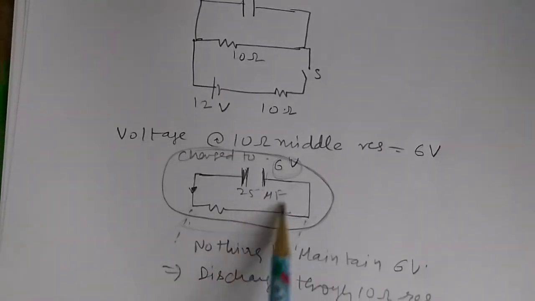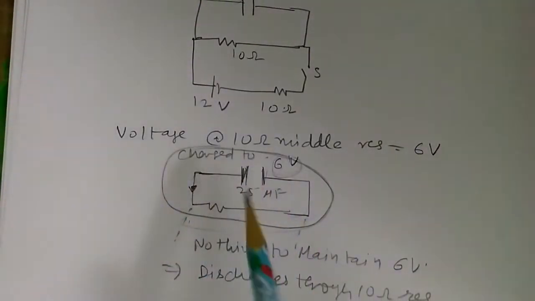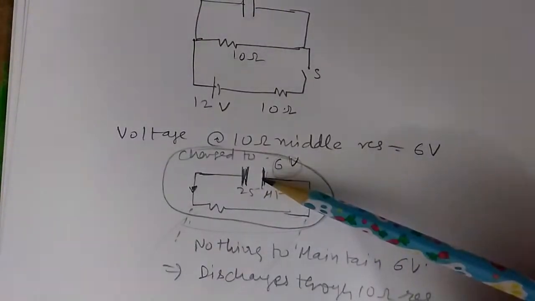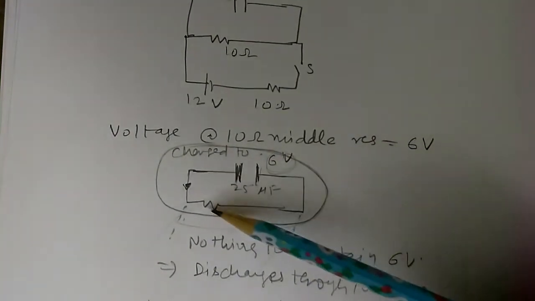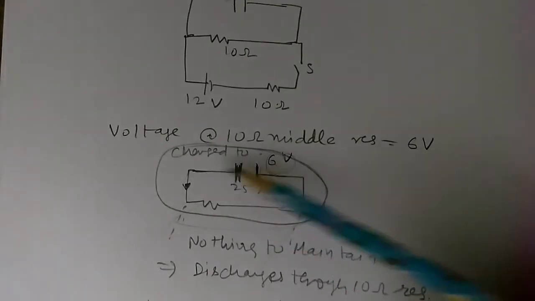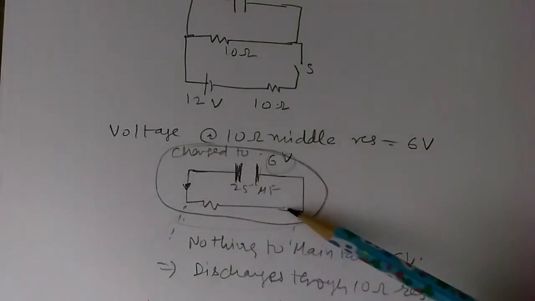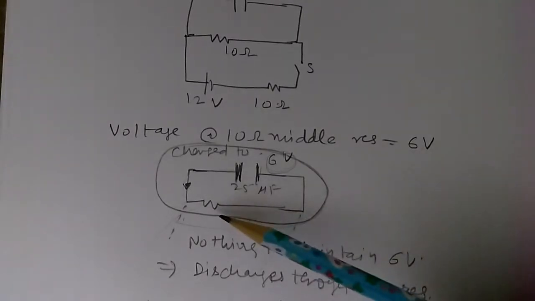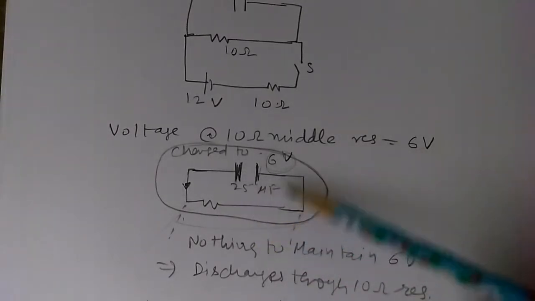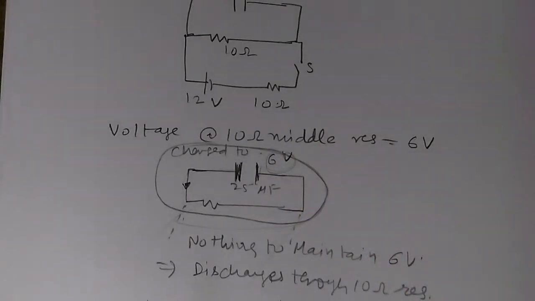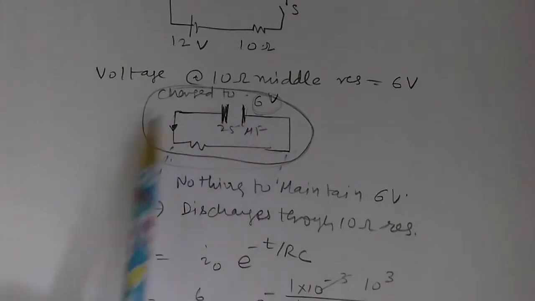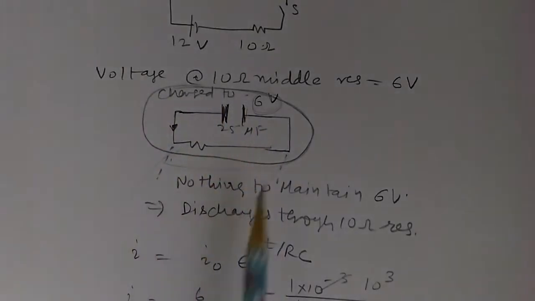That means this is equivalent to a problem that says a capacitor is charged to a voltage 6 and then connected to a 10 ohm resistor. What will be the current in this resistor after 1 millisecond? That is what the problem is. So now we know that this problem is a discharging through a resistor. We can go out, and the actual problem is very easy.